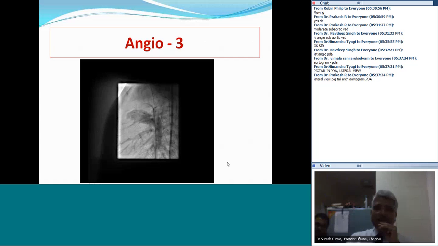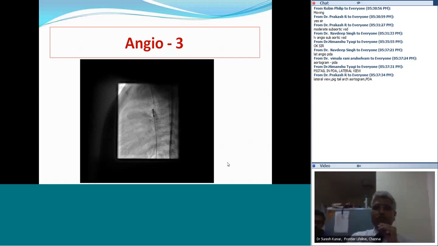Okay, good. What you are seeing is an aortogram in the lateral view. I would say descending aortogram in the lateral view, and you find a small PDA. So aortogram showing a small PDA. So nothing great, but just to show you that this is the usual aortogram which we use for a PDA closure. Okay, that is what it showed.